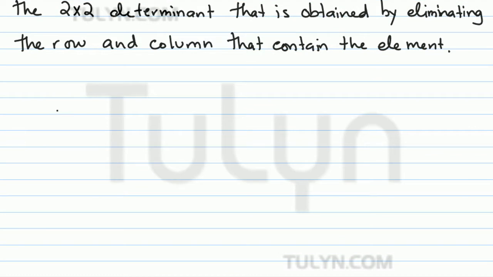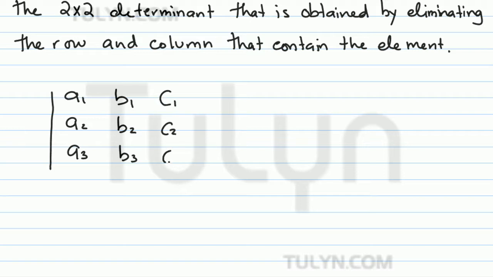So in practice, for example, let's say we had the determinant with A1, A2, A3 as the first column, B1, B2, B3 as the second column, C1, C2, C3 as the third column. Now there are 3 rows and 3 columns, so it's a 3x3 matrix or a 3x3 determinant. So, as it said, the minor of an element is obtained by eliminating the row and column that contain the element.